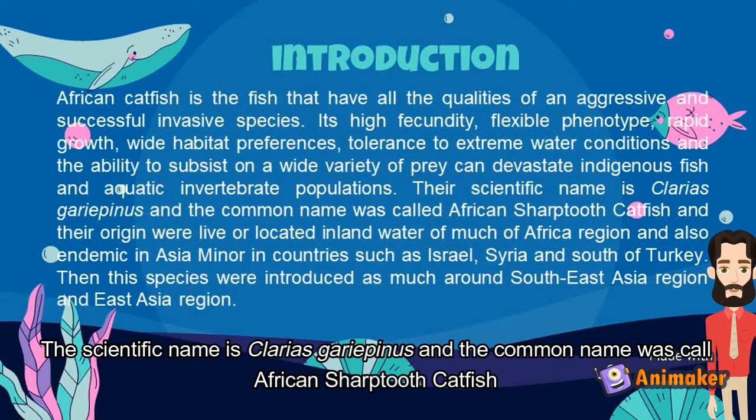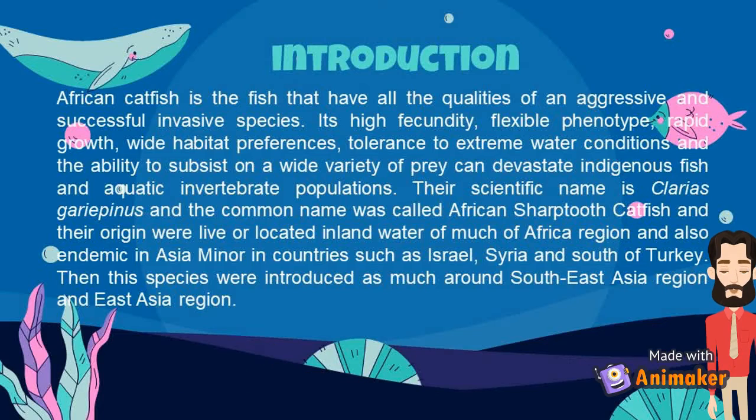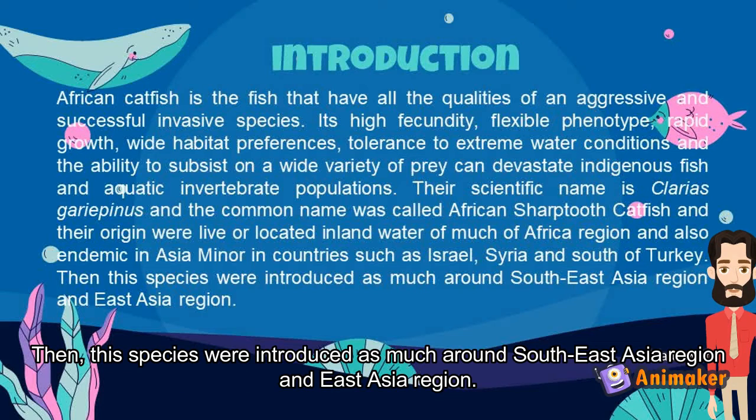Their scientific name is Clarias gariepinus, and the common name is African sharptooth catfish. Their origin is inland water of much of the Africa region, and they are also endemic in Asia Minor in countries such as Israel, Syria, and south of Turkey. Then these species were introduced around the Southeast Asia region and East Asia region.